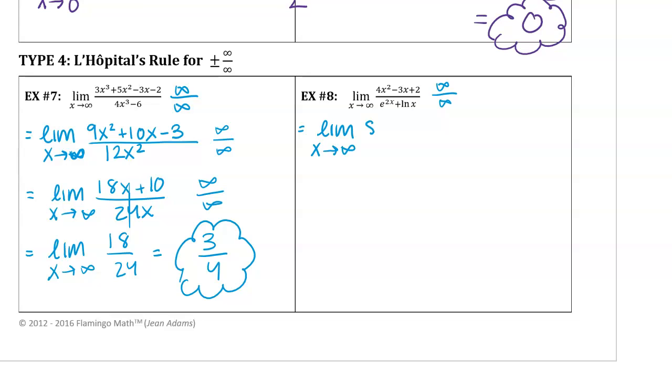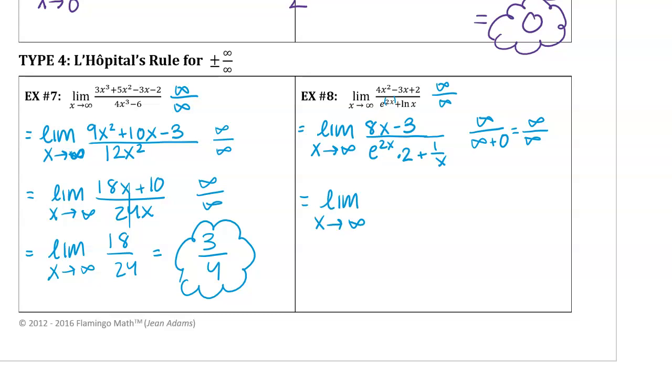For the numerator, we get 8x minus 3. For the denominator, we get e to the 2x times 2, because we have to take the derivative of the 2x, plus 1 over x. So top's infinity, bottom is infinity plus 0, because e to the 2x is going to be infinity. 1 over infinity is 0. So this is still just infinity over infinity.